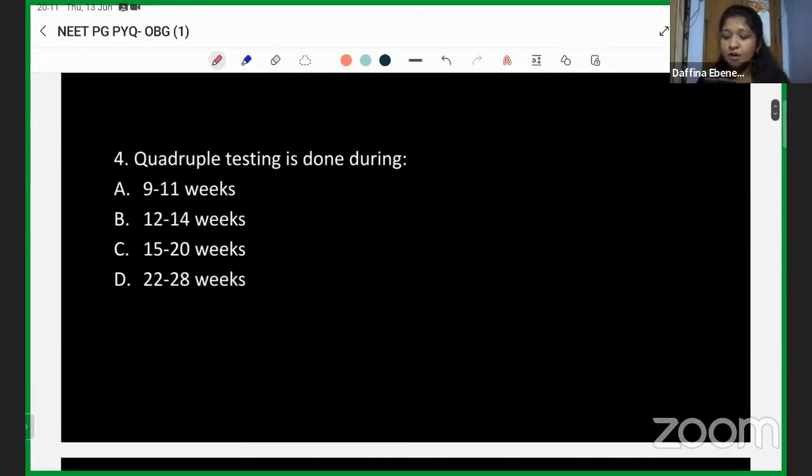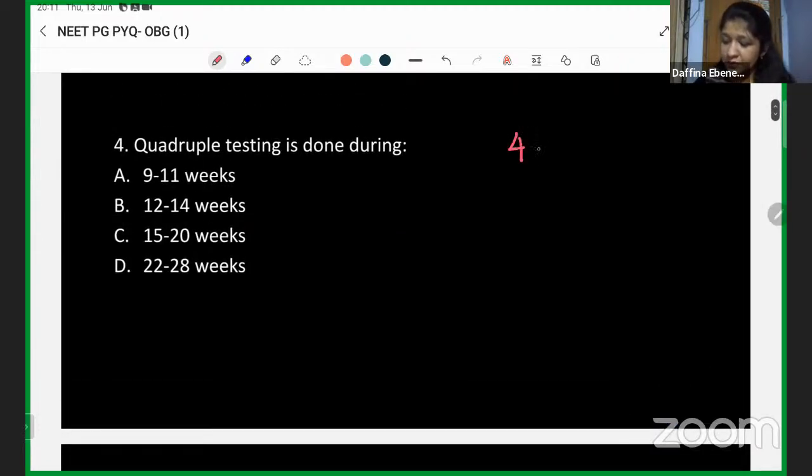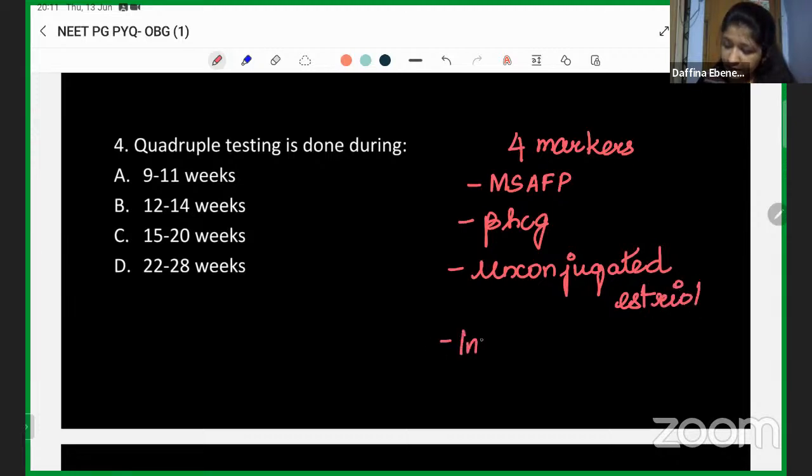Okay, next coming to quadruple testing. What is the time period when the quadruple testing is done? Before we go into that, we should know what quadruple testing is. Quadruple means four markers are going to be checked. So what are the four markers? One is the maternal serum alpha fetoprotein. Next is the beta HCG, unconjugated estriol, and inhibin A. These are the four markers included in quadruple testing.